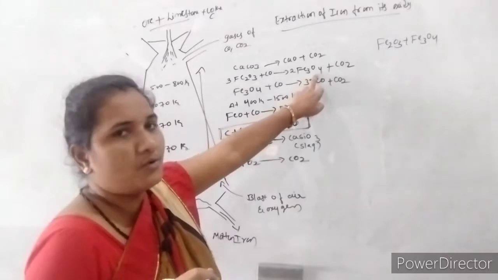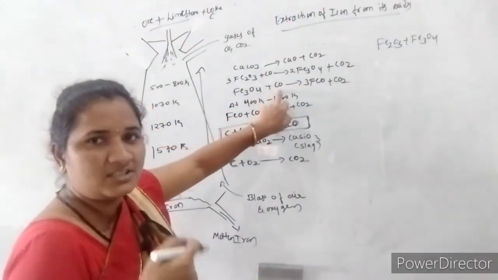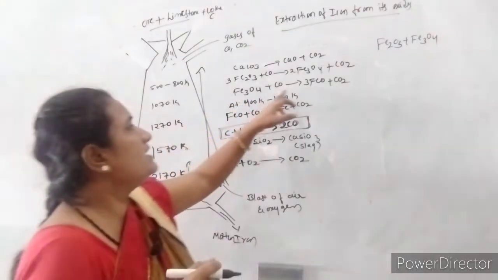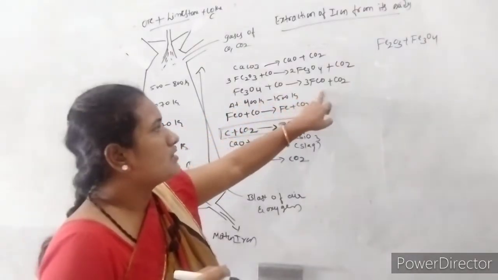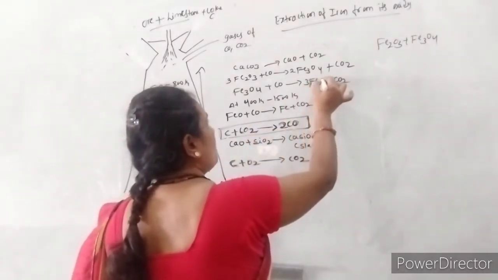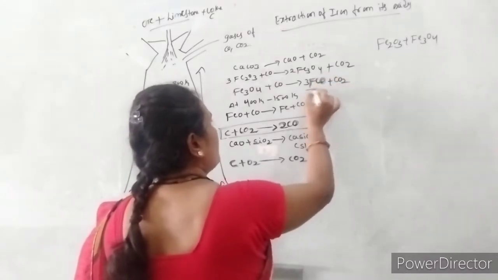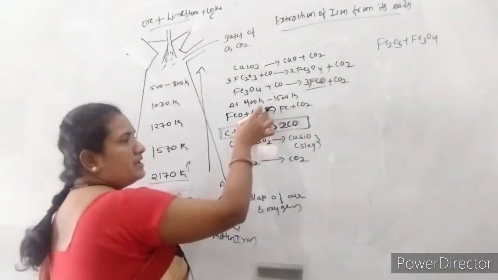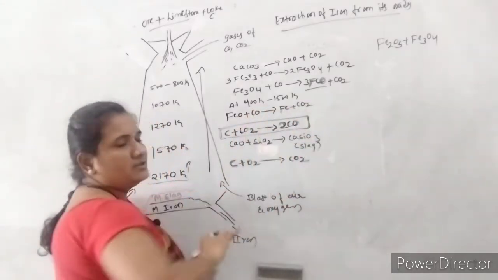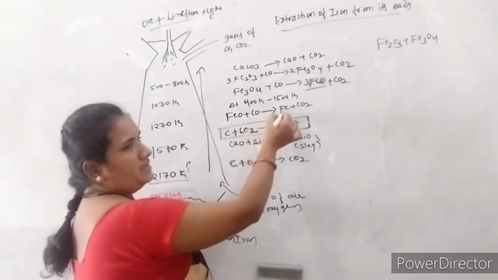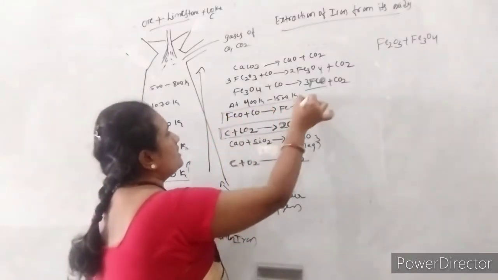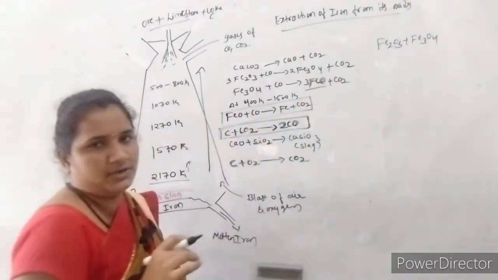This Fe3O4 is again reduced with the excess of carbon monoxide which is formed during this process. Again it is converted into the iron oxide with the liberation of CO2, that is nothing but FeO. When the FeO is formed, again it reacts with carbon monoxide and gets reduced into iron. So now we are having the pure metal, the metallic form of iron. FeO is converted into Fe now.